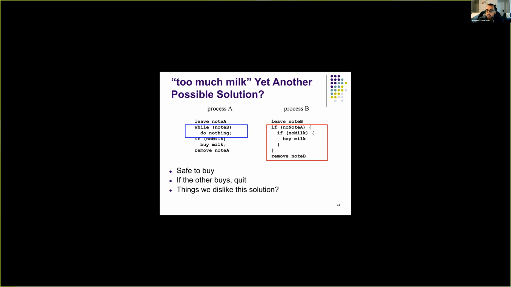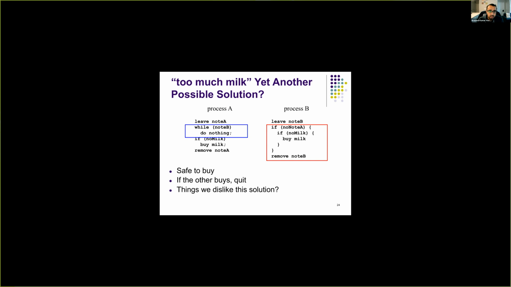If there is no milk, it will buy the milk. Similarly, process B's code remains unchanged. It doesn't use a while loop; it will leave note B and check note A. If there is no milk, it will buy the milk. And if you see, this solution actually works. Using this solution, if there is no milk, either process A or process B will buy the milk. And if somebody else buys the milk, we have neither of the problems, right? We don't have extra milk.